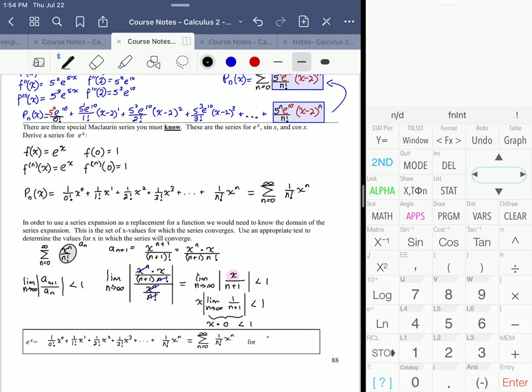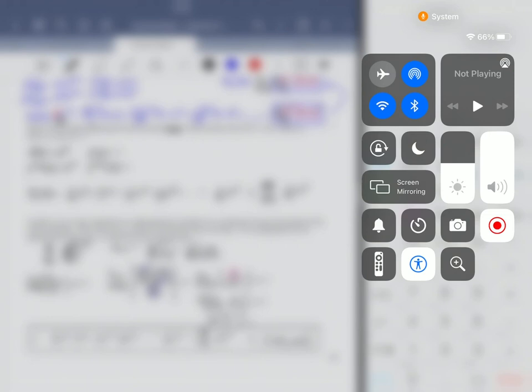All right, so therefore this will be true for all values of x going from negative infinity to infinity, which is great. That tells us that we can use this series in lieu of exponential e whenever we want. That's why it says there are 3 special Maclaurin series that you must know. It's a truth that always is in existence. It goes from negative infinity to infinity. We could always use it. It's good stuff.